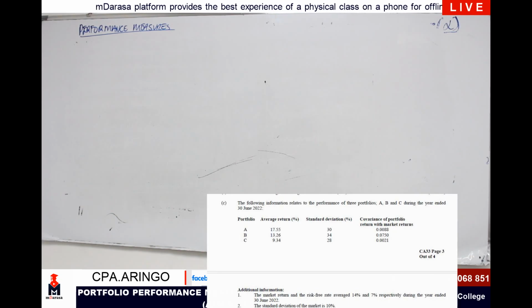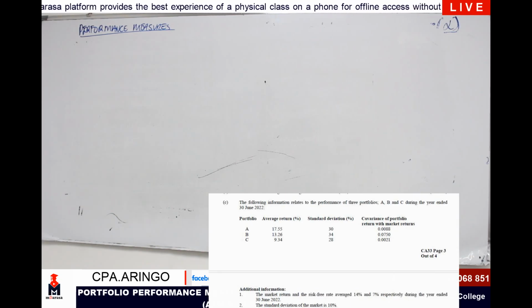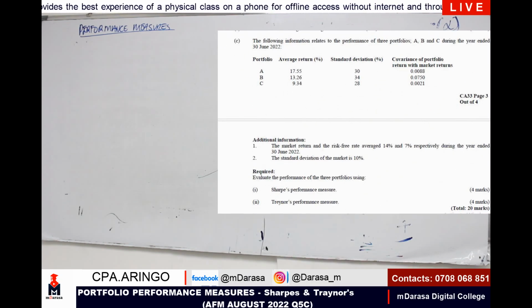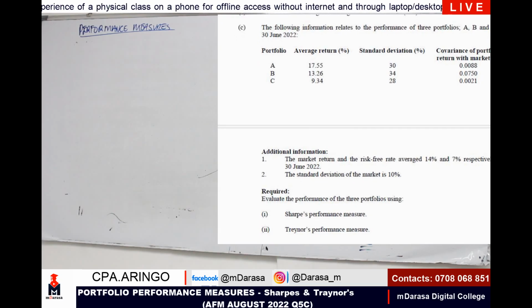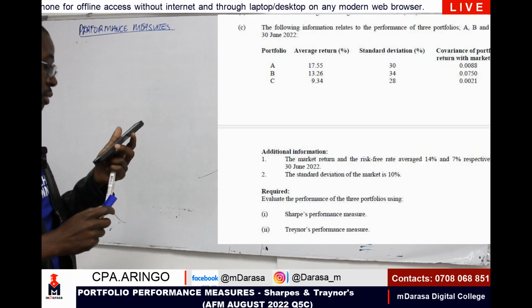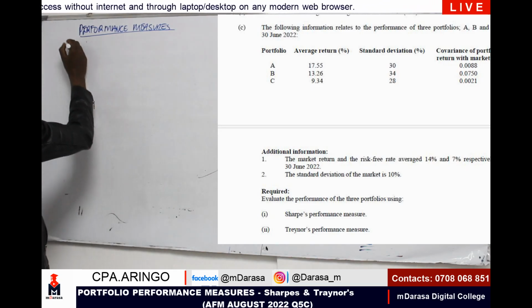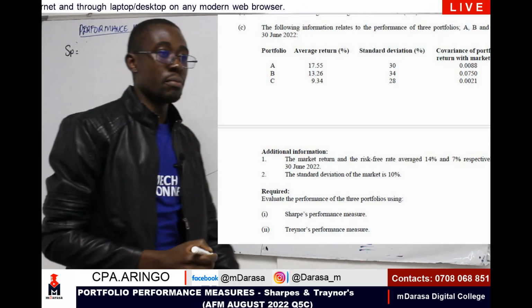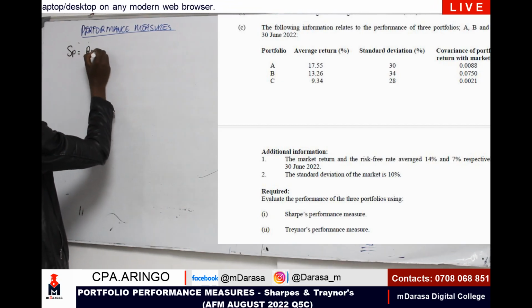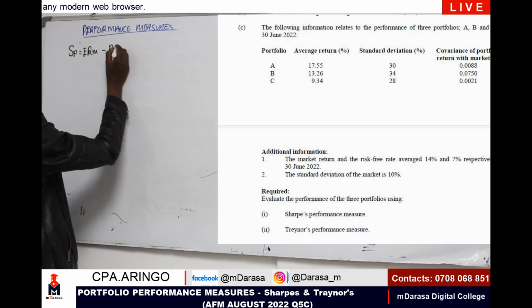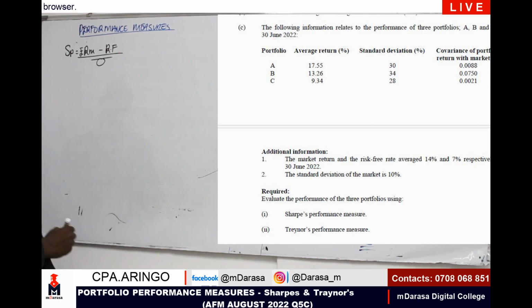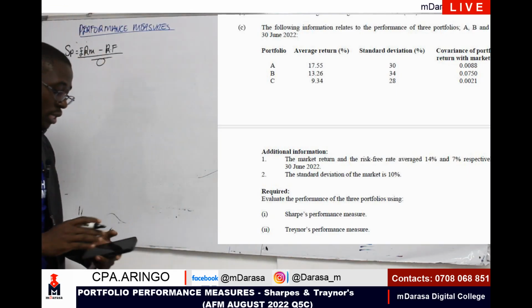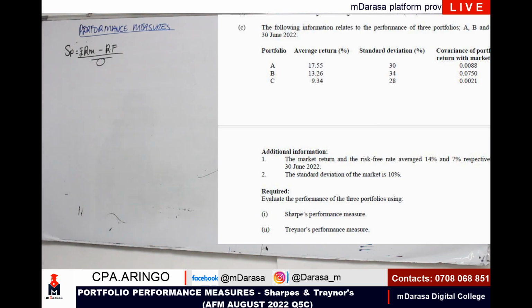Mentioning that, we jump straight to our question here. I can squeeze it there, so that it is a bit more visible to all of us. The first thing that our good examiner wants us to do is to compute Sharpe's performance measure. You know very well by now that whenever I am required to compute Sharpe's performance measure, I should have the expected return of the portfolio minus the risk-free rate, measured by the standard deviation. And the standard deviation at this point is the standard deviation of our portfolio. That is very important.